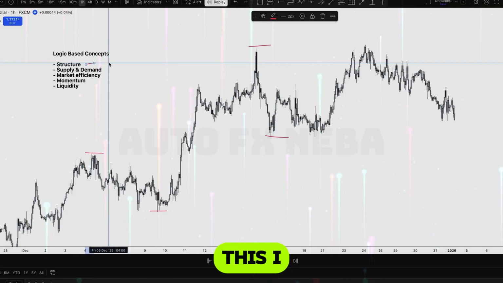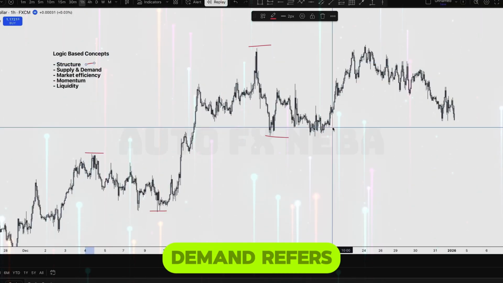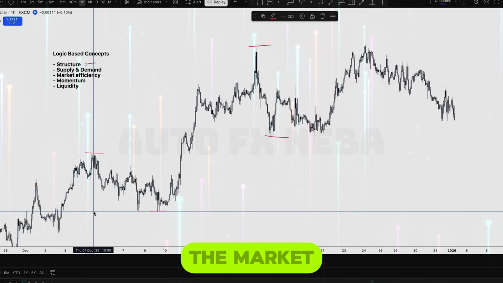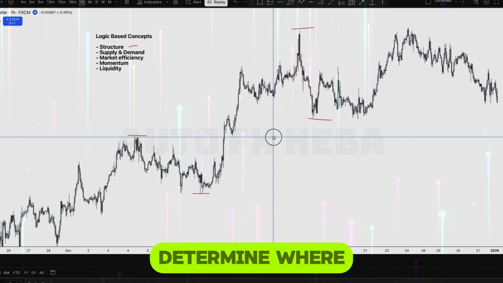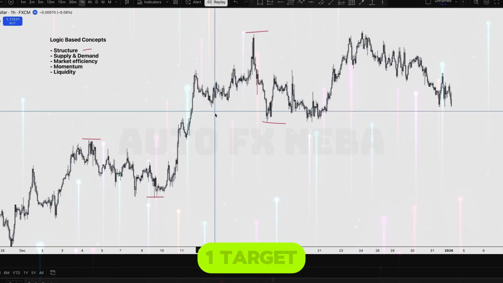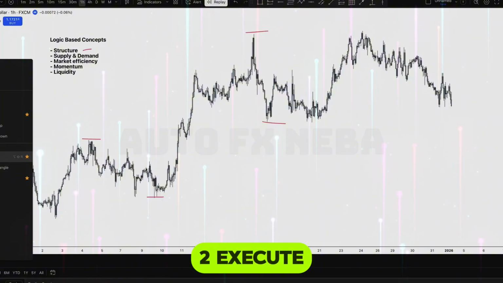We're going to get into this, I believe, in the next class. Supply and demand refers to areas where notable buying and selling is entering the market. We use supply and demand to determine where to get into trades and to determine high probability areas to, number one, target, and number two, execute positions.